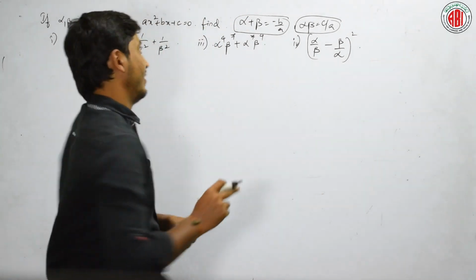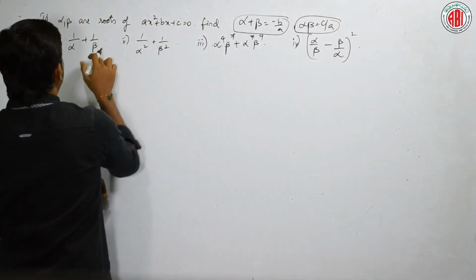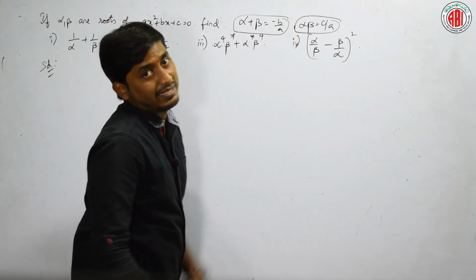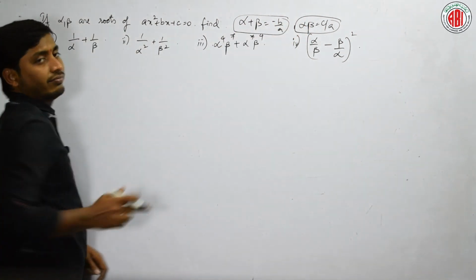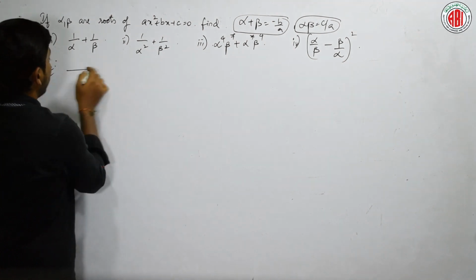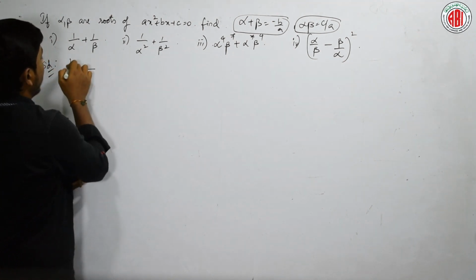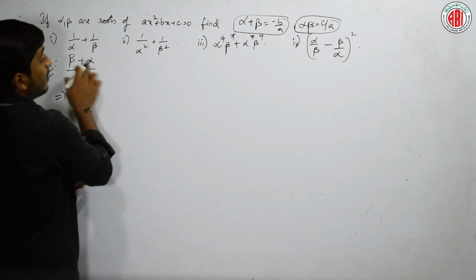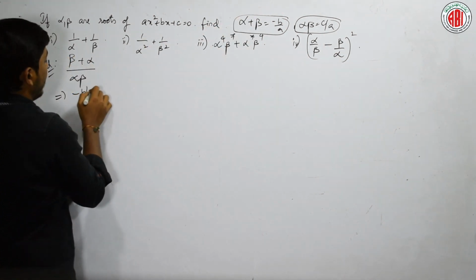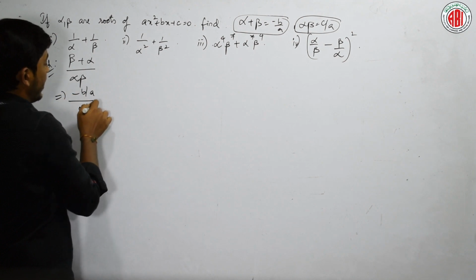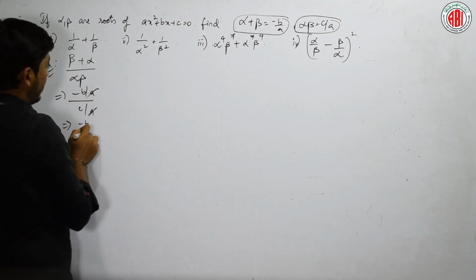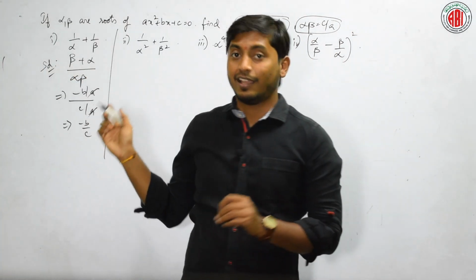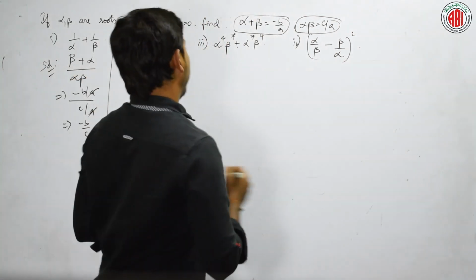Okay? See here. We are asked to find 1 by alpha plus 1 by beta. How do we convert it in terms of these two formulas? The basic thing: take the LCM. Here the LCM is alpha beta, and the numerator is beta plus alpha. What is alpha plus beta? Minus b by a. What is alpha beta? c by a. Therefore, my answer is minus b by c. Done? Any difficulty in finding that? No, right? So, look at the next question.